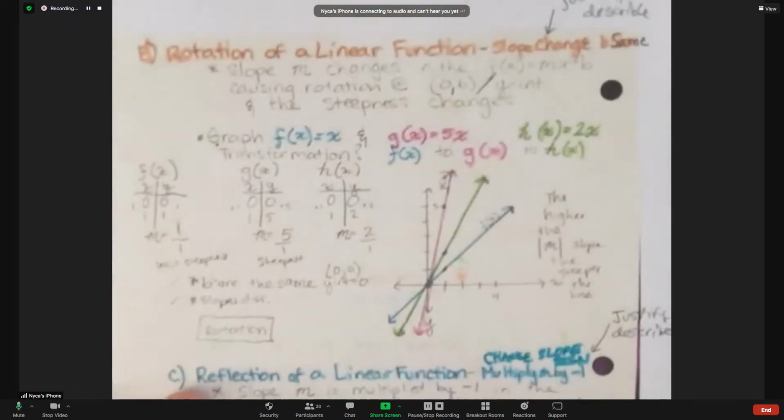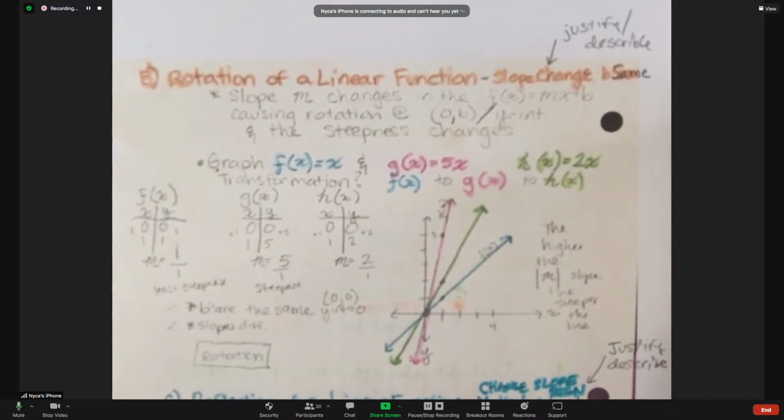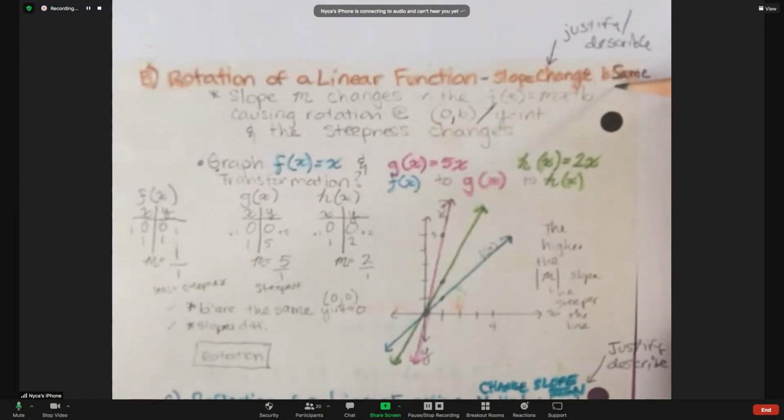The next type of transformation is rotation. So rotation is making something move at a certain point, and what you're going to notice is that the steepness is going to change. Well, what piece in an equation gives you the steepness? The slope. So that means the m position is going to change, and this time the point at which it hits the y-axis will not change.